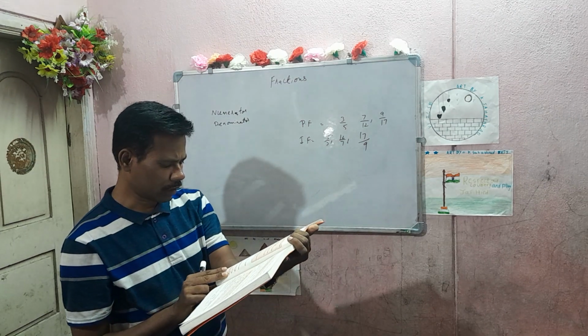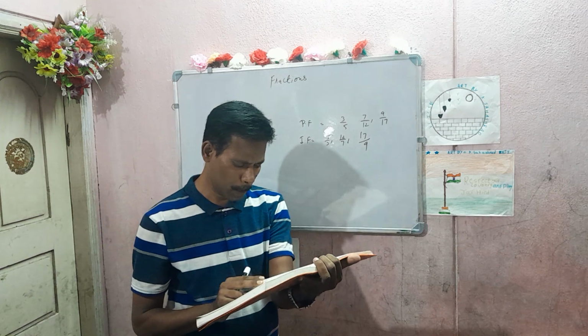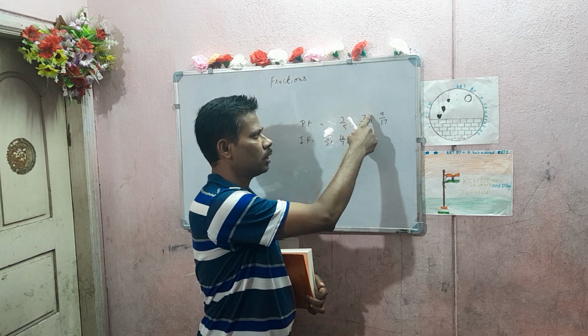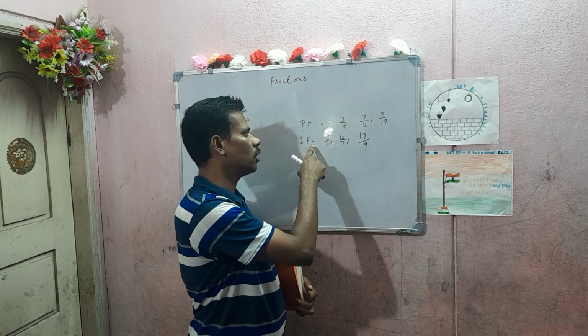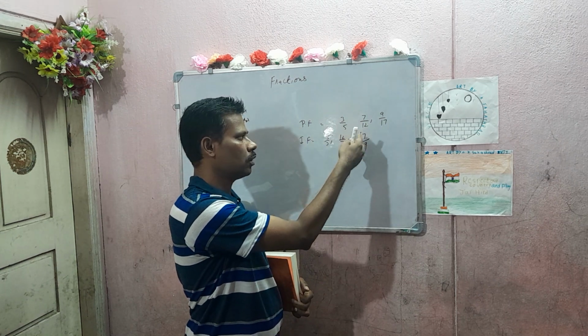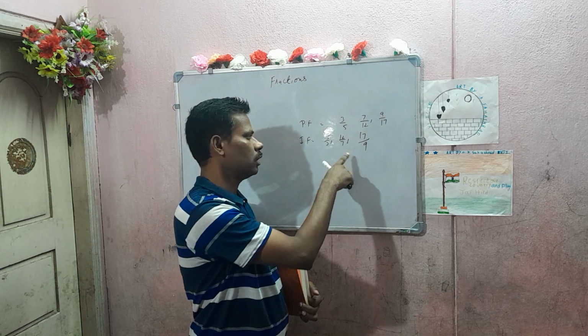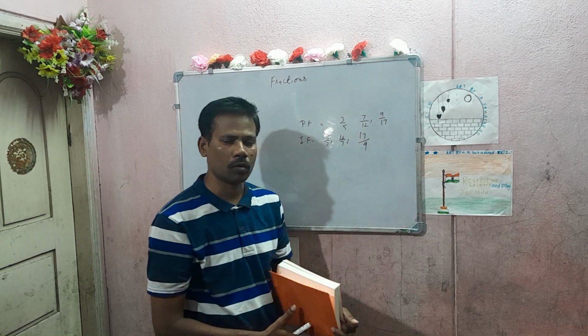Proper and improper fractions. Proper means the numerator is smaller than the denominator. That is called a proper fraction. Improper fraction means the reverse: the numerator should be greater than the denominator. Denominators are less, numerators are more.